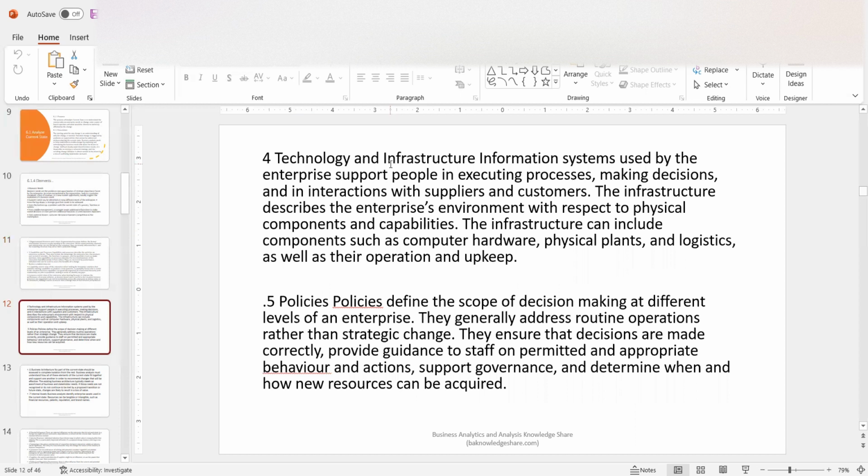The other element is technology and infrastructure: information systems used by the enterprise to support people in executing processes, making decisions, and in interactions with suppliers and customers. Policies define the scope, and this is the fifth element. Policies define the scope of decision making at different levels of an enterprise. They generally address routine operations rather than strategic change. They ensure that decisions are made correctly, provide guidance to staff on permitted and appropriate behavior and actions, support governance, and determine when and how new resources can be acquired.